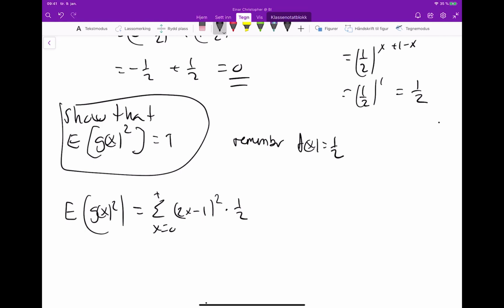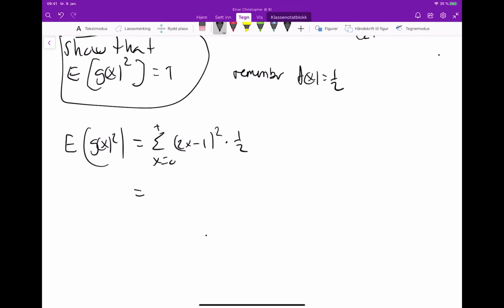And this is actually so easy to deal with, we don't have to do very much here. We can just write out the sum directly. So this will be, let x be 0 first, we get (2 times 0 minus 1) to the power of 2 times half. Then x is 1, plus (2 times 1 minus 1) to the power of 2 times half.